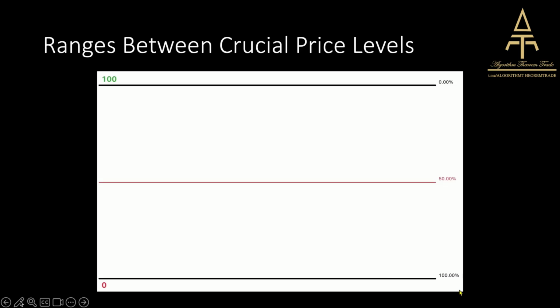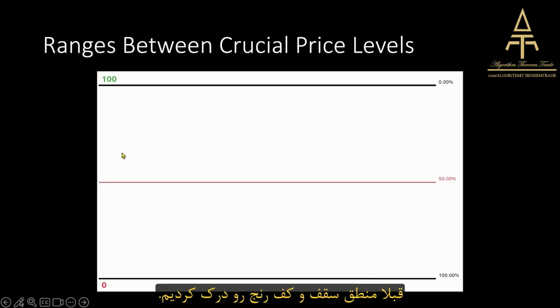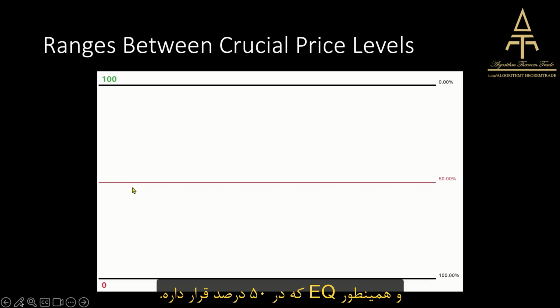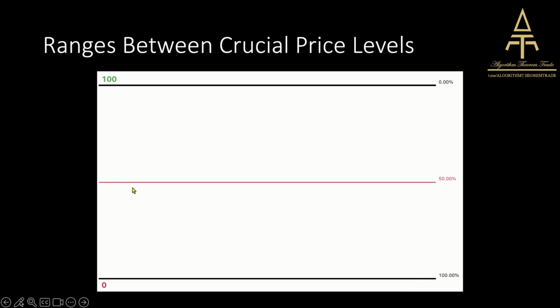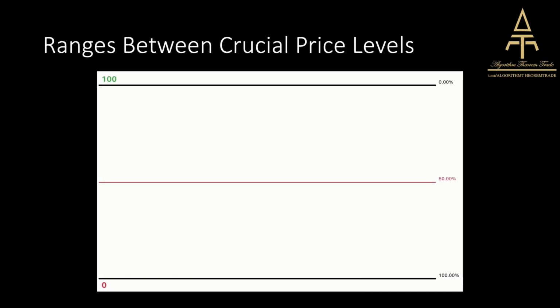Yes, I will continue. So, ranges between crucial price levels. For this example, I'm just going to utilize the most simple price levels, the most simple dealing range. We have already understood the logic from a range low and a range high, and 50% of that range being equilibrium. Instead of now looking at past price action, we're going to look at price levels. You might be wondering, price levels? Why are you looking at price levels?